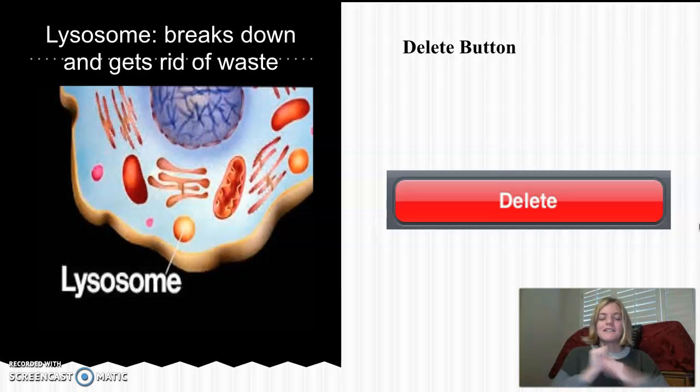Next, we have the lysosome, all right? The lysosome, and the reason why I'm doing this motion is because they are kind of like the trash cans of the cell. They break down the waste and they get rid of it. So anytime there's old cell parts that are kind of not really working super well, or anything in the cell that's not supposed to be there, the lysosome helps break it down and get rid of it. So that's kind of like the delete button on your phone.